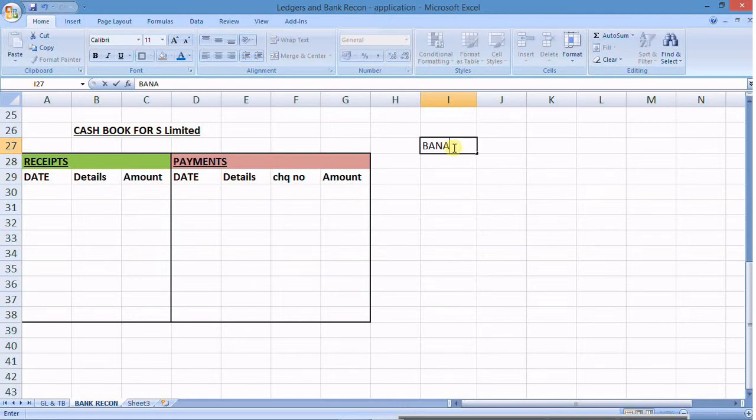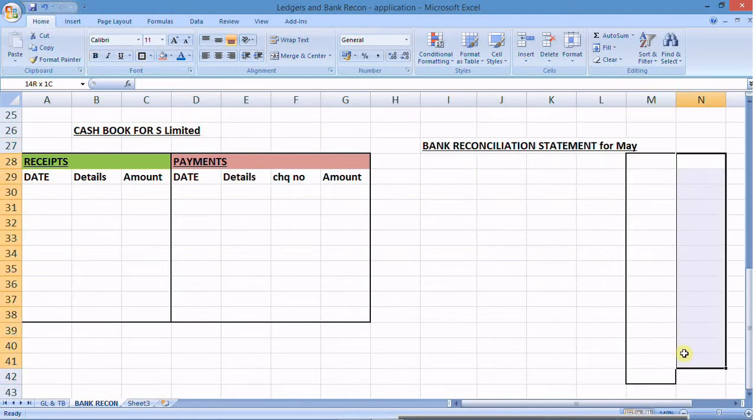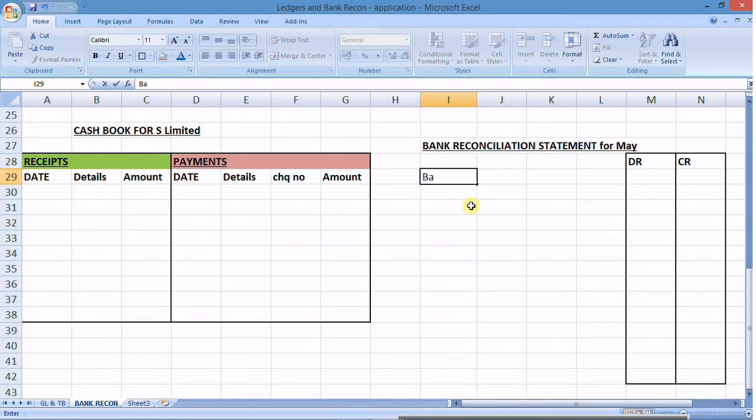And what else do they want us to do? A bank reconciliation statement. For what month? For May. Okay, so what does the bank reconciliation statement look like? Well, you've got a debit column and you've got a credit column. It looks very similar to a trial balance, but it works a little bit differently because here you're starting with something. Can you change your bank statement balance? No, you can't. So you need to reconcile for it. So balance as per the bank statement.